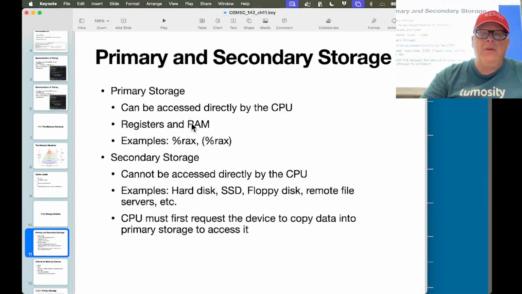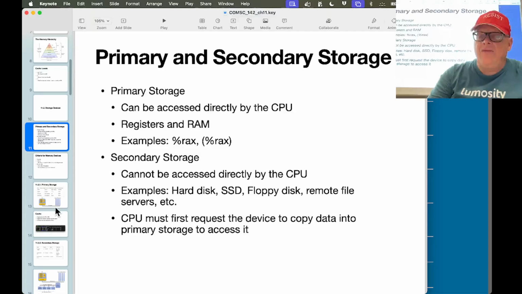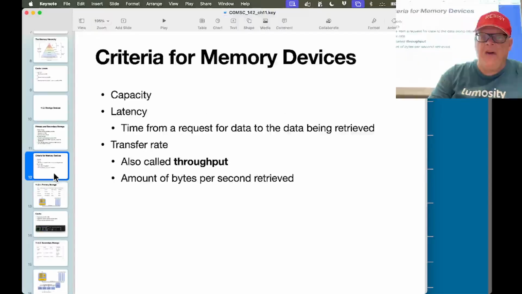All right, so your primary storage is registers and RAM. This is mostly what your CPU uses all the time. Secondary storage you can't access directly by the CPU. You have to write files to the hard drive or the SSD and then read them from there. So you don't normally use them interactively during processing unless you really have to, because it'll drastically slow things down. So your criteria are capacity, how much data you can store, how long it takes to retrieve data, and how much data you can get per second.